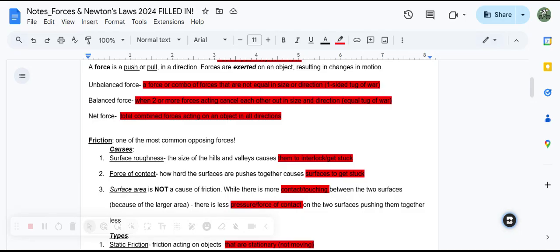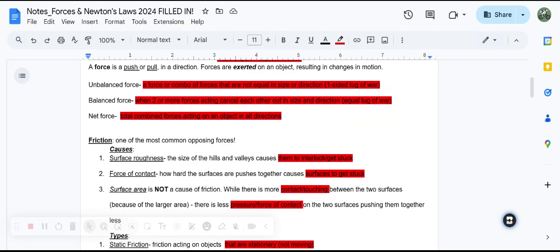Balanced forces, on the other hand, are balanced. It's when two or more forces cancel each other out, both in size and direction. So the object doesn't move when there are balanced forces. It's an equal tug of war. That rope doesn't move left, it doesn't move right, nobody wins. So when you have an unbalanced force, you're going to see motion happen, right? You have a one-sided tug of war, that rope goes to the winning side, and the losing side gets dragged along with it. When it's a balanced force, there's no motion.